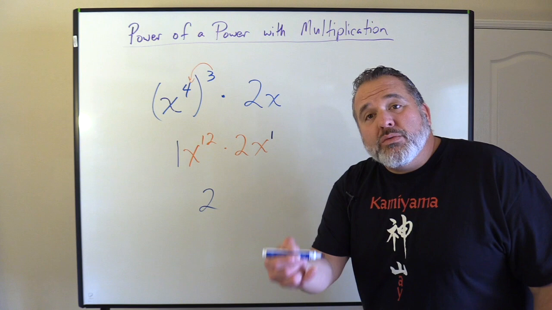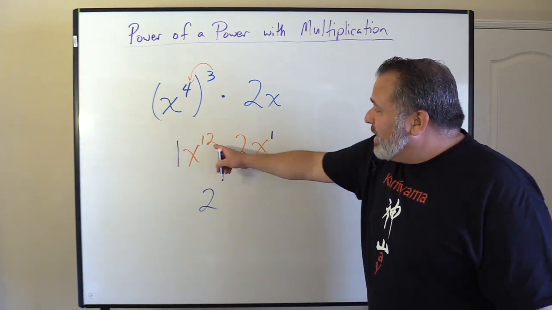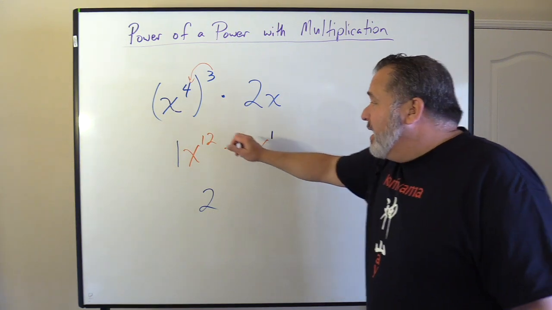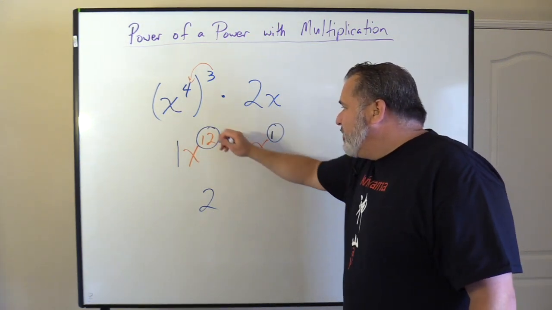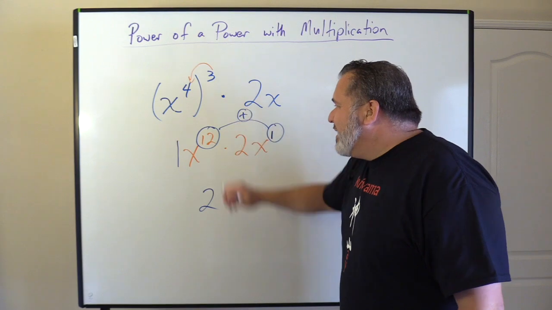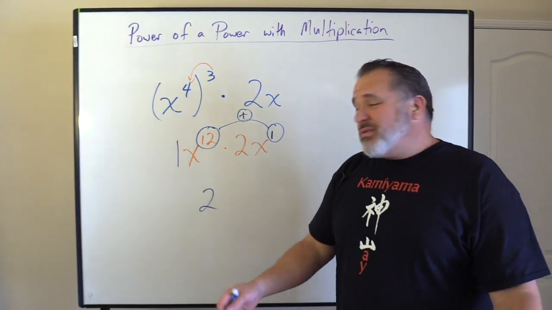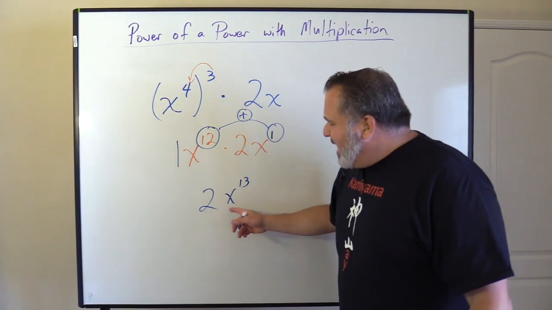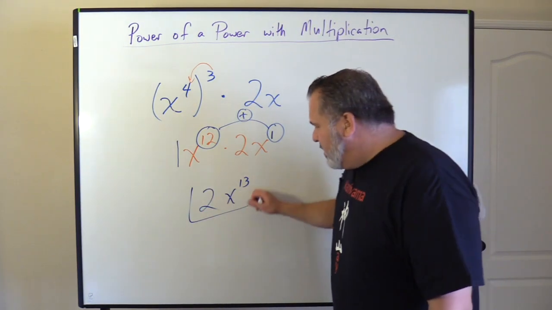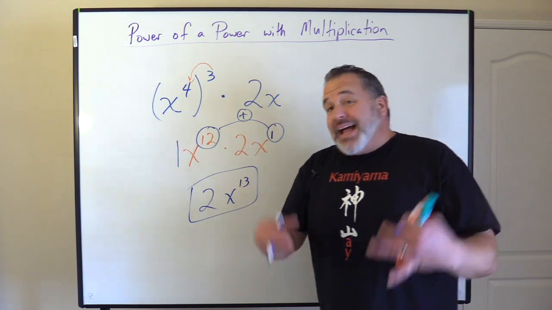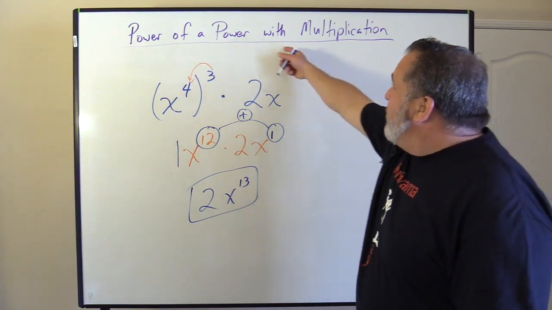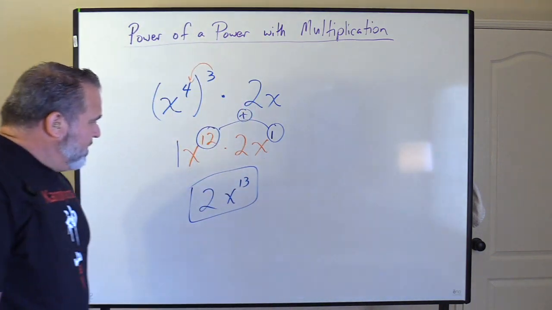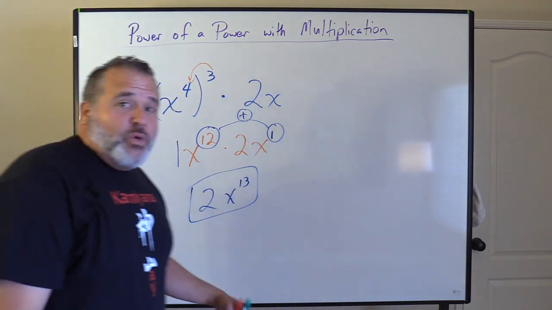Now remember, when you're multiplying these two monomials, you take this 12 and you add it to the 1. These two numbers right here, you're going to add them up. What's 12 plus 1? 13. So it's going to be x to the 13th power. So 2x to the 13th power is your answer. And that's what's going to happen when you take a power of a power and you combine it with some multiplication. Okay? That's it. That's what we got to do.